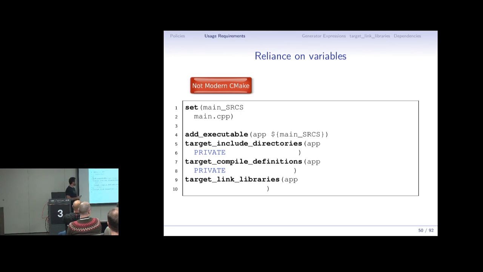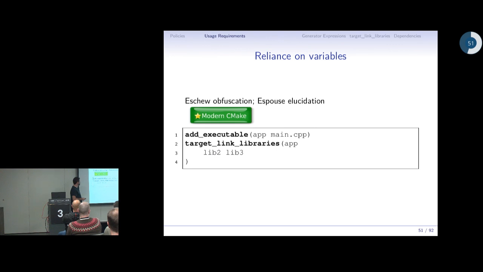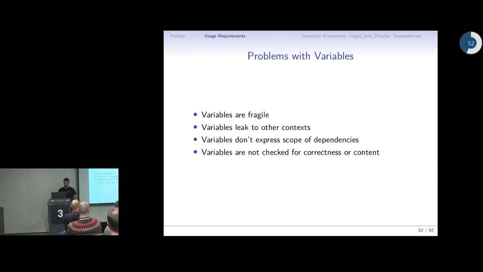Okay. So yeah, there are issues with variables. So you should try to reduce the use of useless variables and just list things exactly where they should be. That's because variables are fragile. They leak to other contexts, so they leak into all of your subdirectories' code, which you may or may not want. They don't have the same scope as your targets. So again, they're not expressing the scope of dependencies.